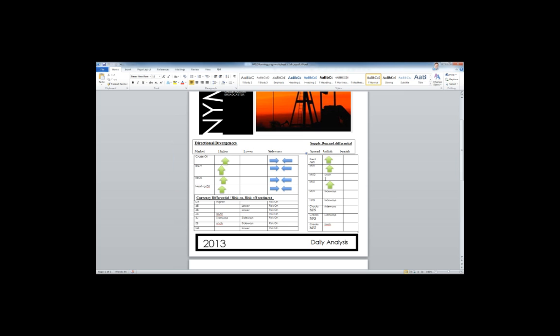They're all in contango in a big way by about 15 to 20 cents. So very bullish this morning when we look at the supply-demand differential and the spreads.